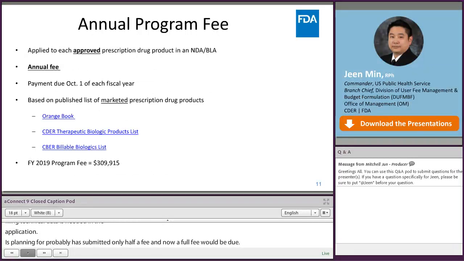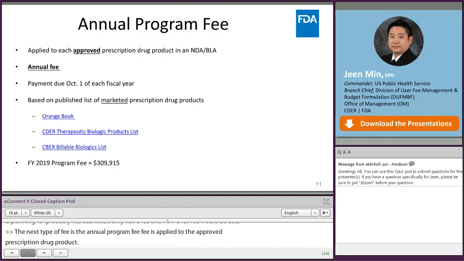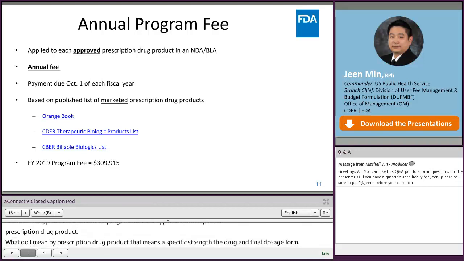The next type of fee is the annual program fee. This fee is applied to the approved prescription drug product. Now, what do I mean by prescription drug product? That means a specific strength or potency of a drug in a final dosage form. This fee is due annually, so every year you should receive an invoice for the program fee. And it's due usually on October 1st of each fiscal year.